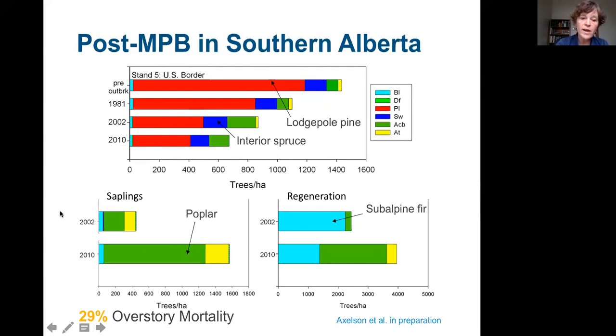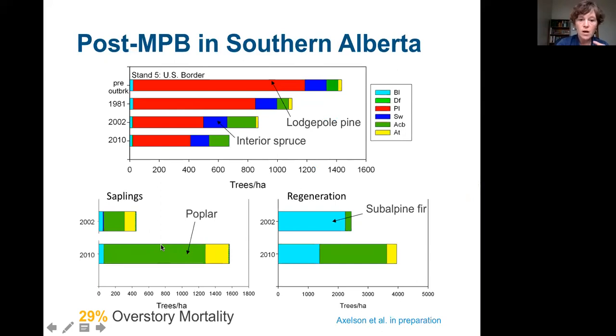When we look at what's happening underneath the overstory, we get a really different picture. Our saplings, in 2002, there weren't very many of them. They were almost all poplar. And by 2010, when we revisited the stand, they had really grown up a lot over these two measurement periods.